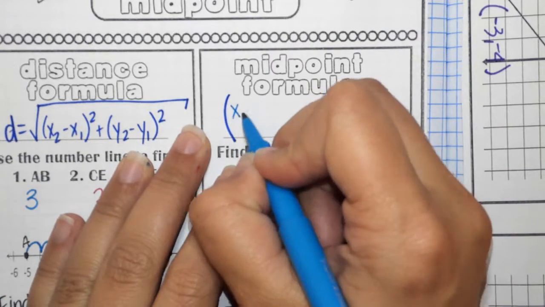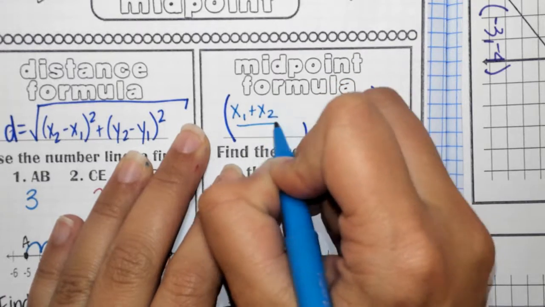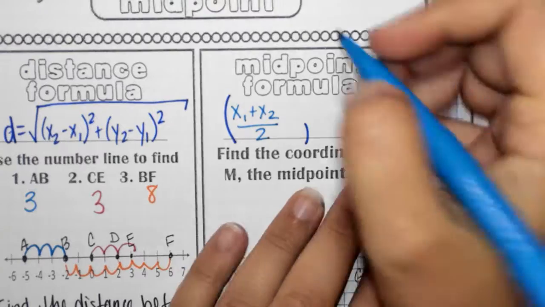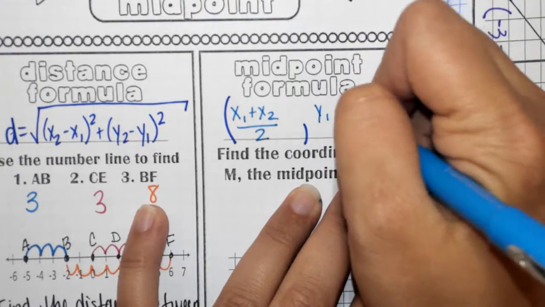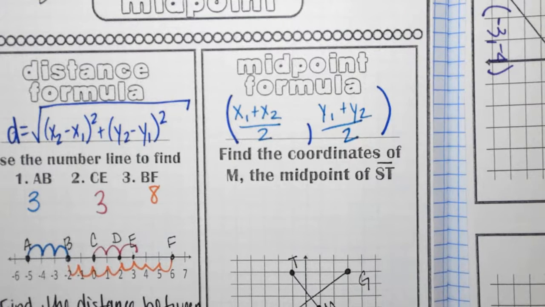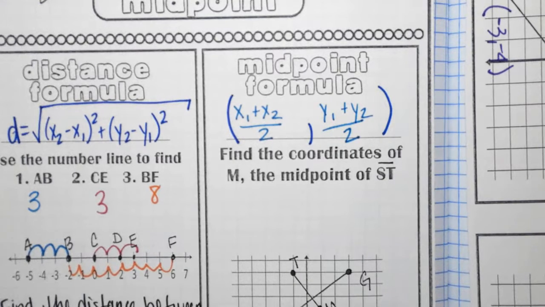It looks like this. You take your x's and you add them together. Divide by 2. Magic. You take your y's and you add them together, and then you divide by 2. That's it. That's all you do. You add and then divide. Isn't it easy? Wow. Are we ready to practice?